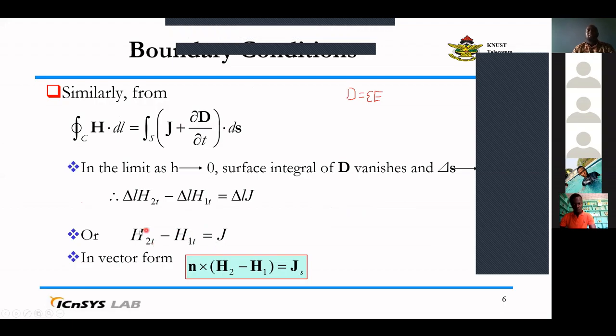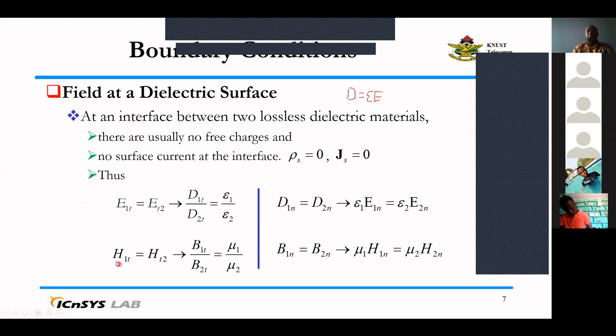Similarly, as we realize that the magnetic field intensity is also not continuous across the interface, and the amount of discontinuity is equal to the current density J. But at the interface of dielectrics, J is 0. Therefore, H1t must be equal to H2t. And again, remembering the relationship between B and H, what is the relationship? B equals what? Mu H.